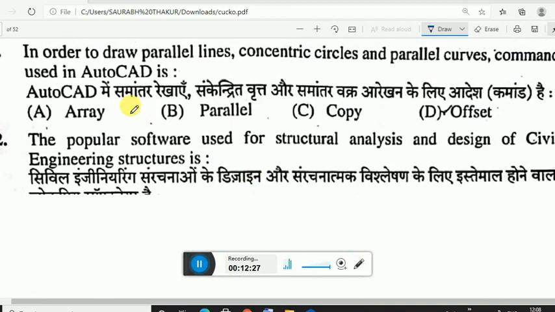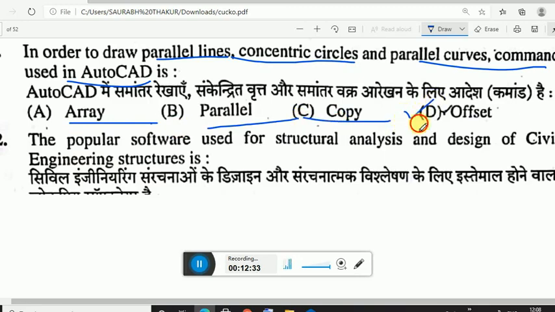In order to draw parallel lines, concentric circles and parallel curves, the command used in AutoCAD is array, parallel, copy, offset. You will use offset. Draw parallel lines, concentric lines, parallel curves. You would be using offset.